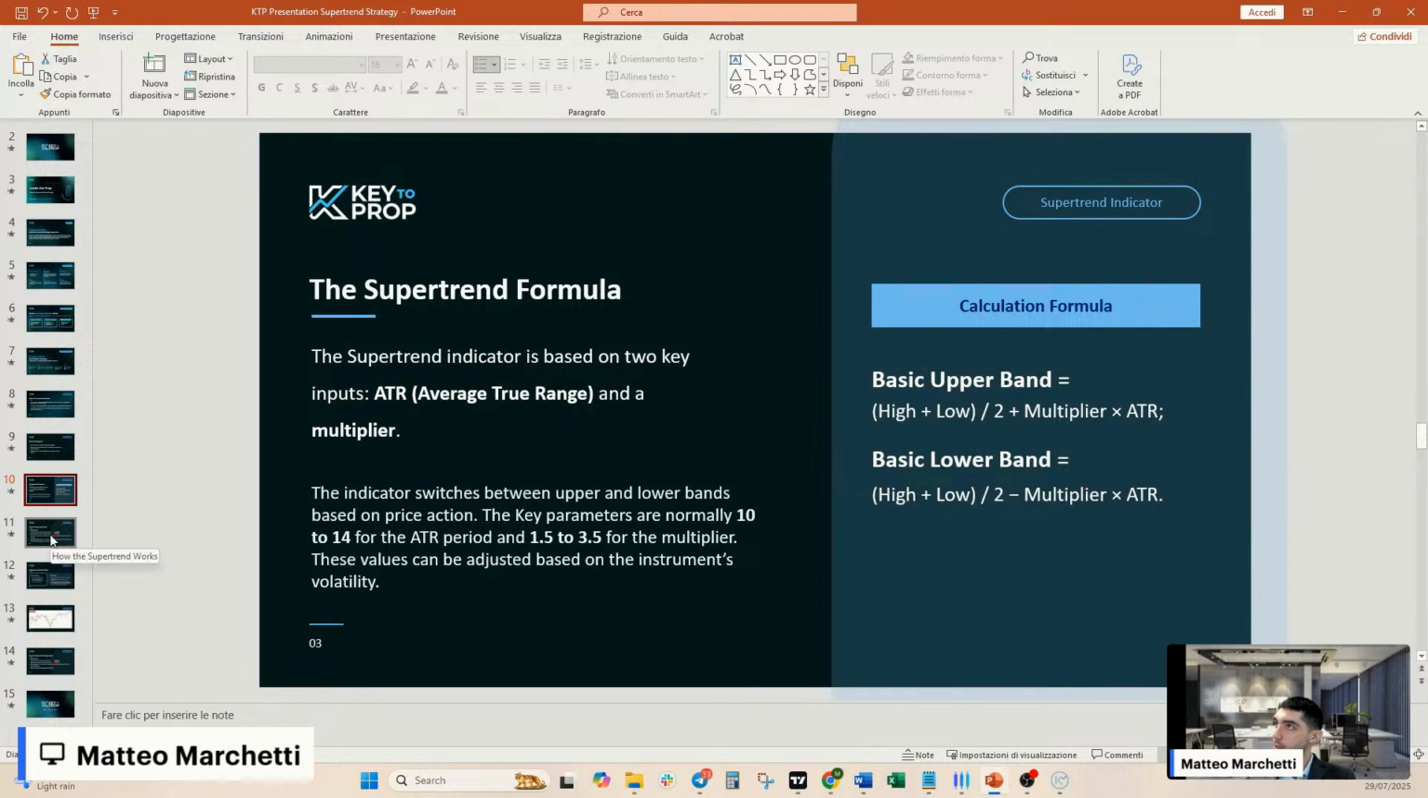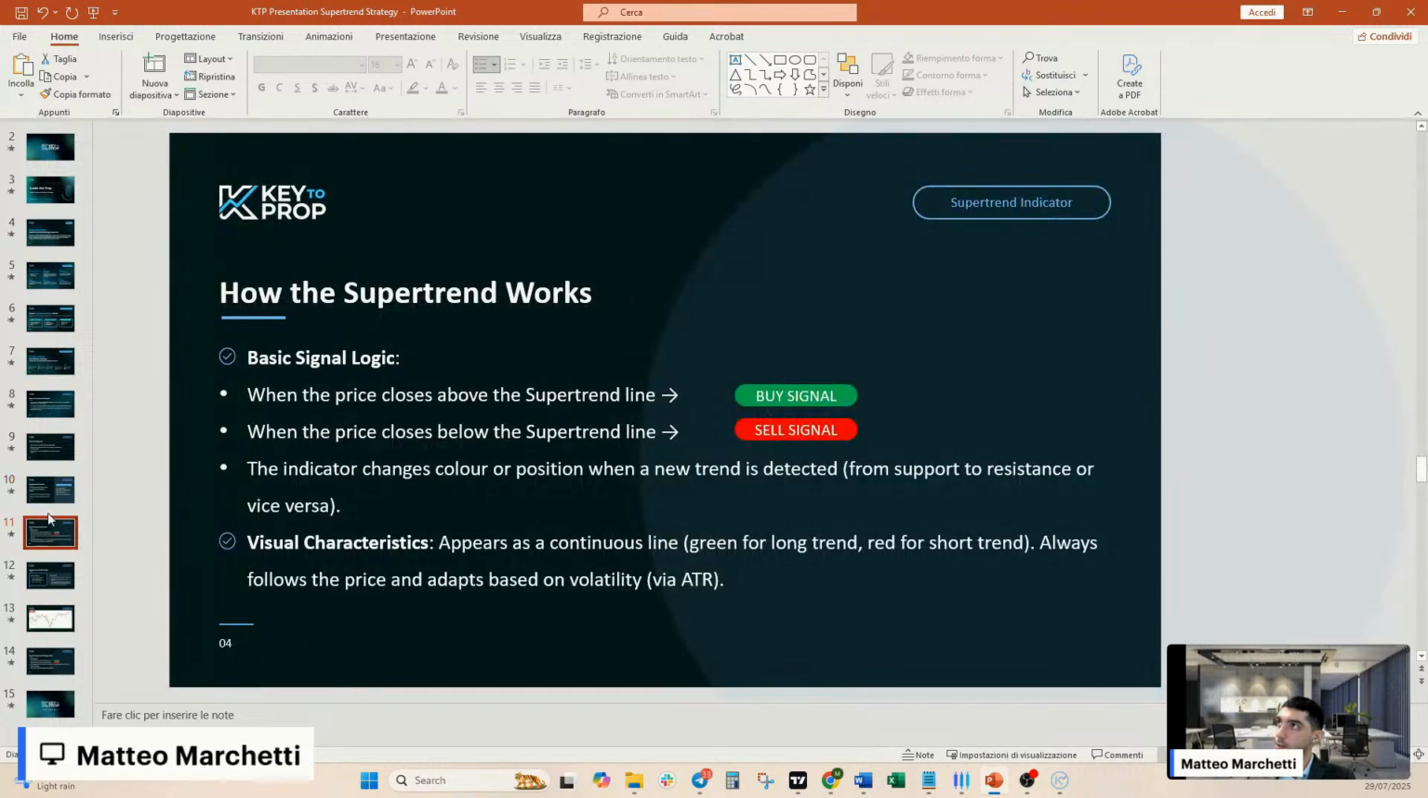And let's move on. Just giving you the main logic of the indicator, and then we will jump into the strategy itself. So the basic signal logic is very simple. As we said, the super trend indicator is a line which is plotted on your chart above or below the price. So when the price closes above the super trend line, we have a buy signal.